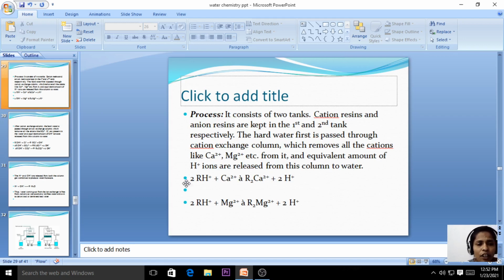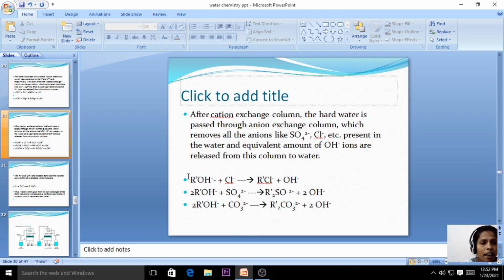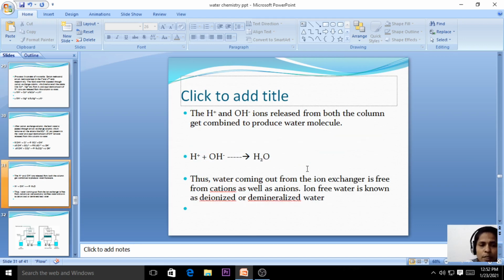So in cation exchange resin, H plus ions are releasing freely. In anion exchange resin, OH minus ions are releasing freely. So those H plus ions and OH minus ions combine to produce the pure water sample. This is demineralized water or deionized water. Now the water coming out from the ion exchange is free from cations as well as anions. Ion free water is also known as deionized water or demineralized water.